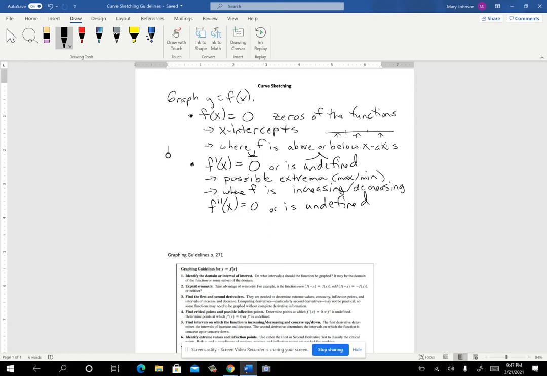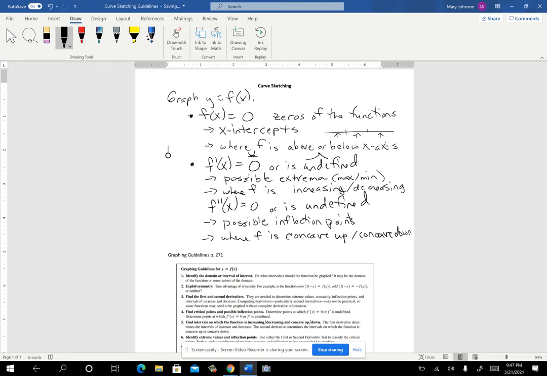All right, the second derivative is going to give you what we call possible inflection points. And that is going to help you to determine where f is concave up or concave down.